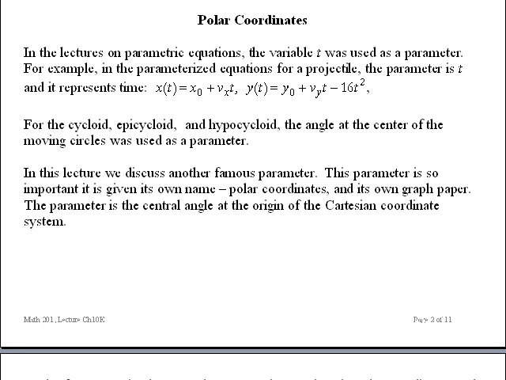In the first lecture on chapter 10 we talked about parametric equations, and in general we used the variable t for the parameter. It wasn't necessary to have t be the parameter, but that was very common, and it's very handy, especially if you have something that's moving or changing with time. There is another, which I'm calling a famous parameter, and this is the angle, the central angle at the origin of the Cartesian coordinate system, and it gives rise to what are called polar coordinates.